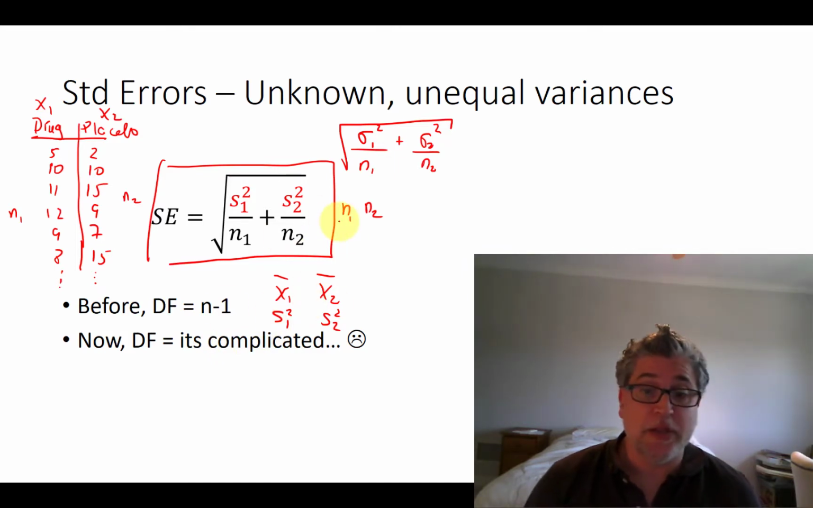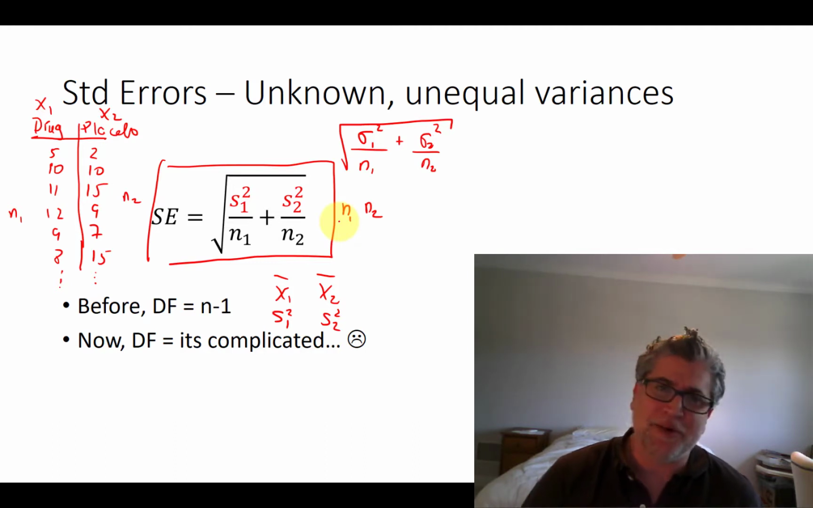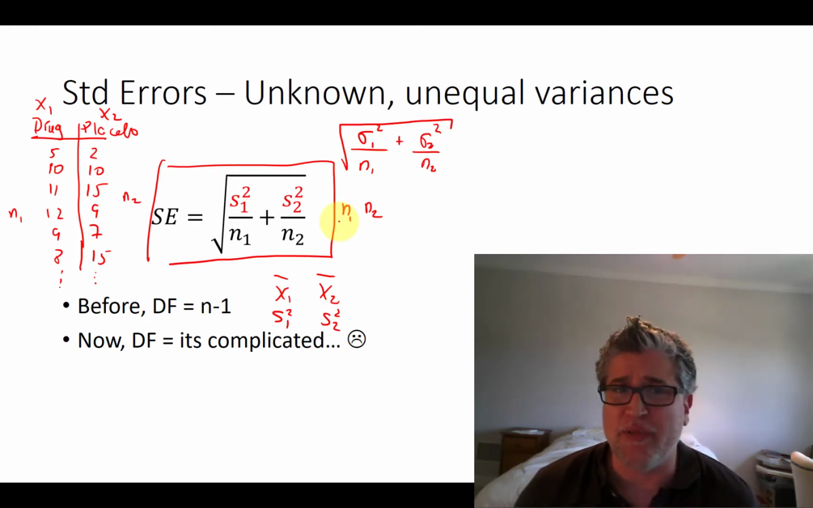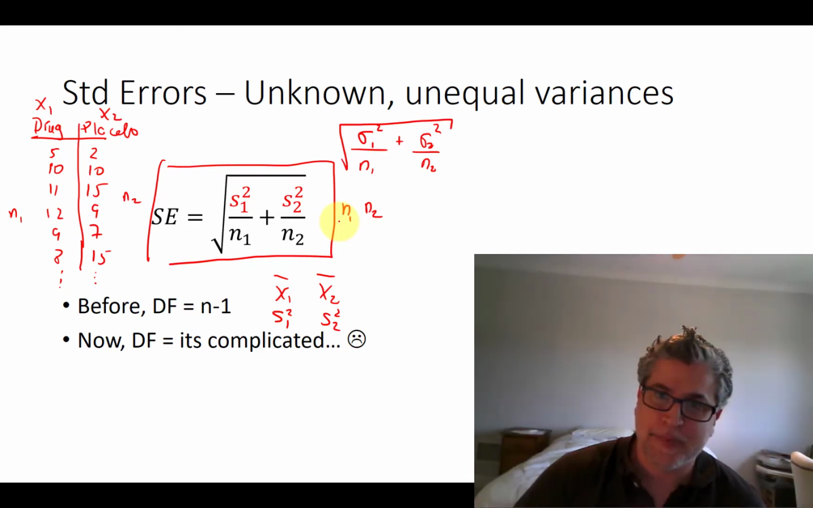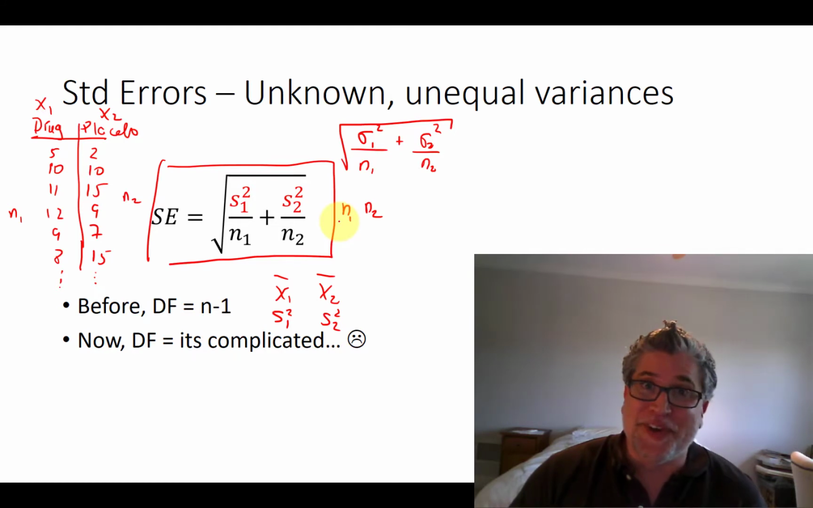I will say this. The formula for degrees of freedom is complicated. It's kind of ridiculous. And this is why we like statistical software, is it can do tedious calculations for us. So I'm not even going to show you the formula for degrees of freedom in this case, because it's nuts. Moving on.